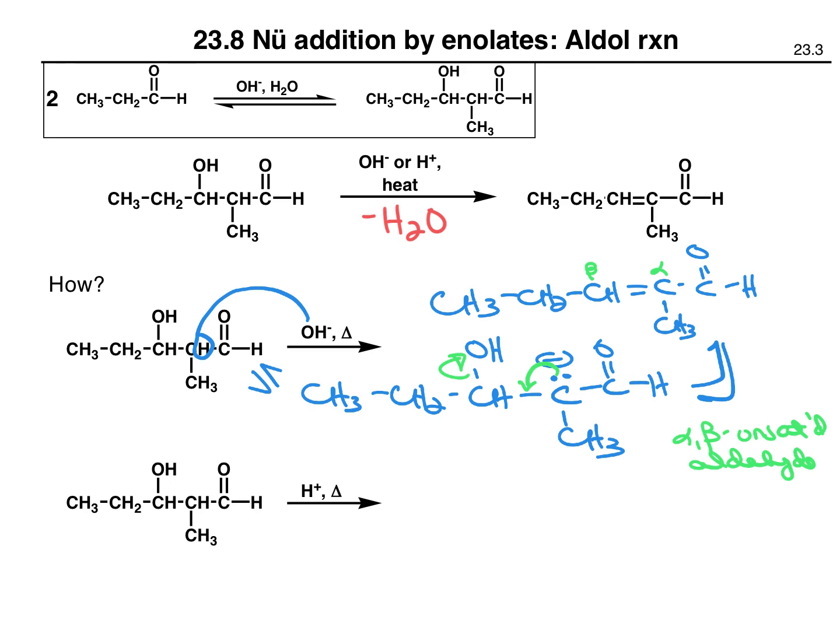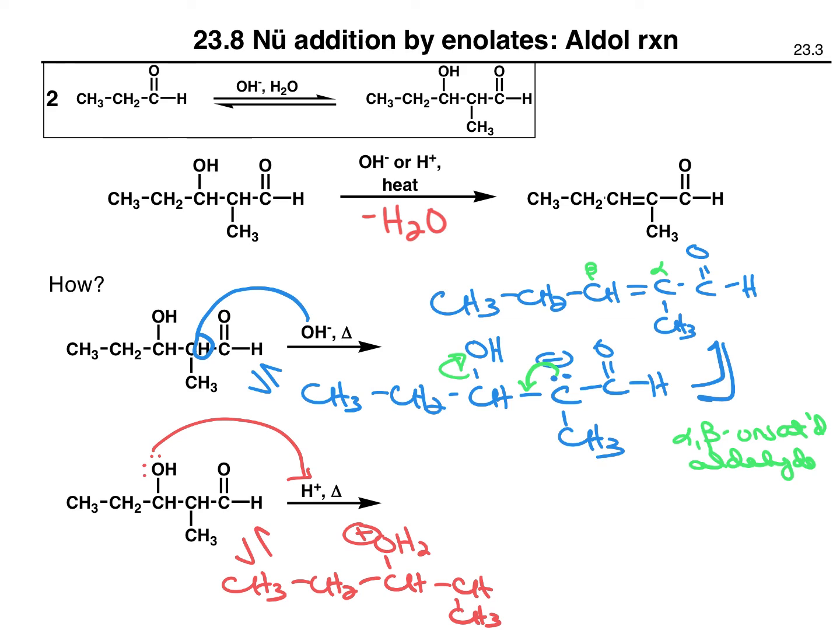What if we try to carry out the dehydration under acidic conditions? Well, here the oxygen would have to grab the proton first, and we would get the protonated alcohol. And this is when I'm wishing I used a smaller structure. Water can leave, and we generate a carbocation.